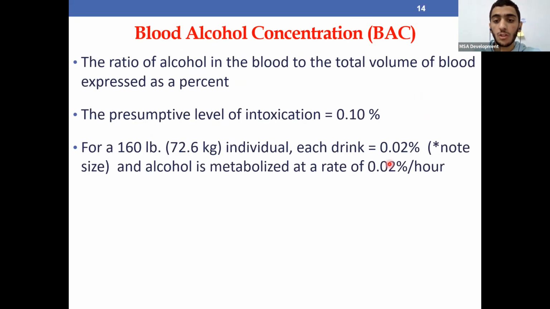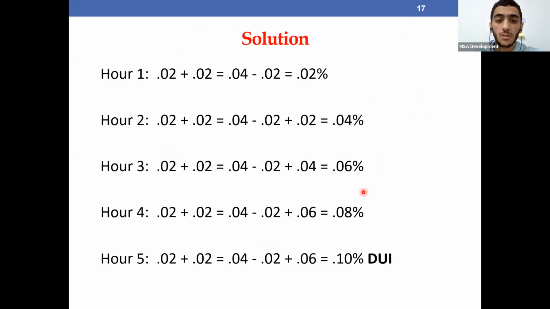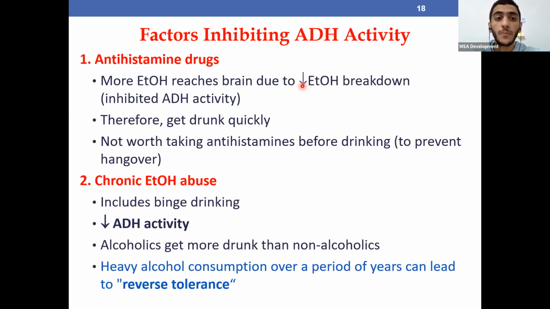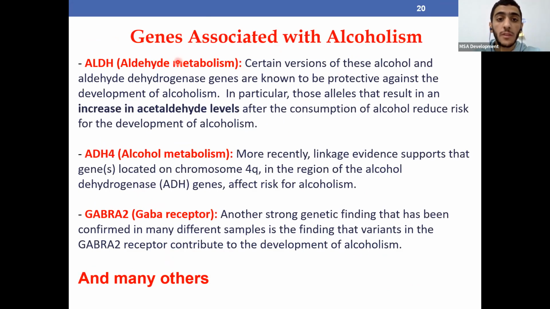Again, make sure with your doctor if this number is important to know, okay? And now this slide, this is what happens in your DUIs at 0.1%. These are factors that inhibit ADH activity: the antihistamine drugs, chronic ETOH abuse, aging, ethnicity, lean body mass, dietary factors, the genes associated with alcoholism. It's not as important a slide.